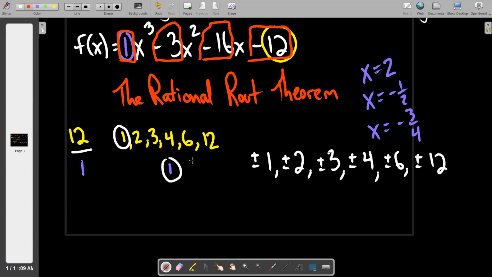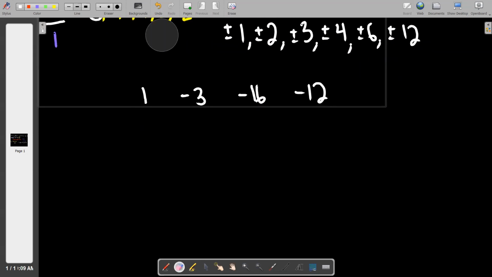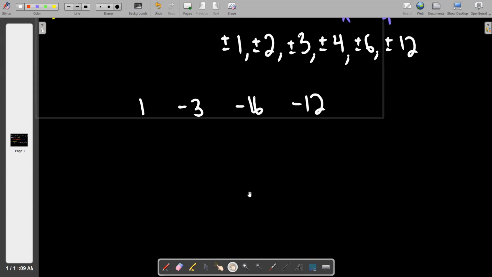And I'm going to set myself up now for some synthetic substitution or synthetic division. So 1, -3, -16, -12. And I'm going to scroll way up so that I only see on my screen the list of possible candidates. There we go. Got it? All right, so we're going to set up our upside down division symbol, and we're going to start testing.